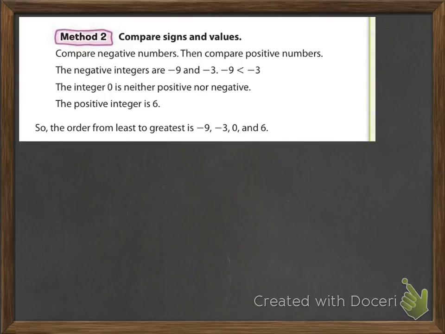compare signs and values. This one is a little trickier sometimes to understand. It says compare negative numbers, then compare positive numbers. So first you want to compare negative numbers. In your mind, you're going to look at all of the numbers and say, okay, which one of these are negative?